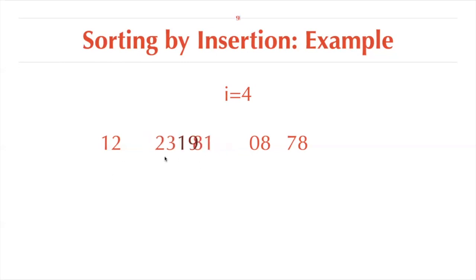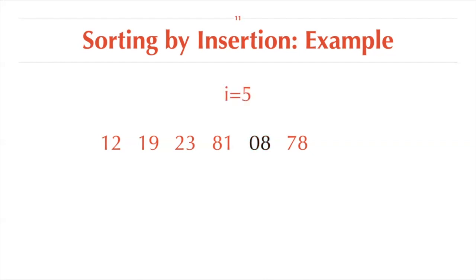So how will it happen? At I equal to 4, the 19 is coming here, and 23 and 81 are shifted to the right side. So that is the sorted array till I equal to 4. Now we will move to I equal to 5.